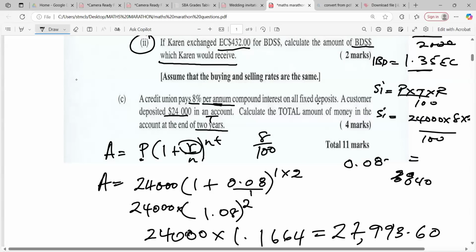So we'd add this to 24,000. What is it? You said it's the wrong answer? So you should get 27,840. Look at that. Well, it's supposed to get 27,984. 8%.